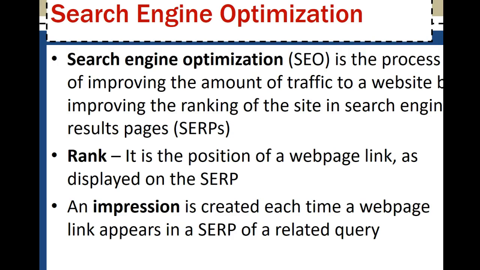Now let's talk about the concept of search engine optimization, which is a process of improving the amount of traffic to your website. It does that by improving the ranking of the site in search engine result pages. Each time your web page link appears in the SERP of a related query, it can create what's called an impression. The more impressions you have in the SERP, the higher the chances of users viewing your website.